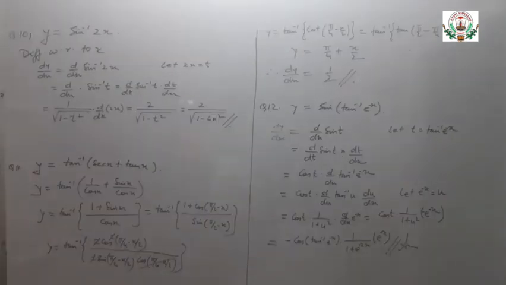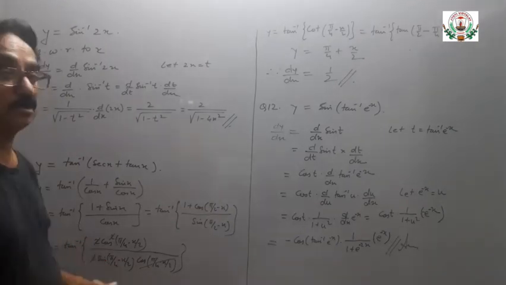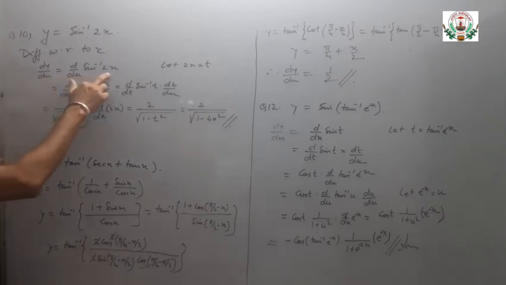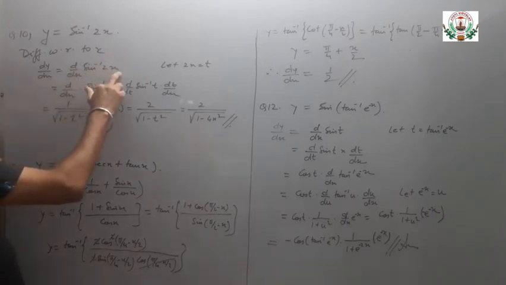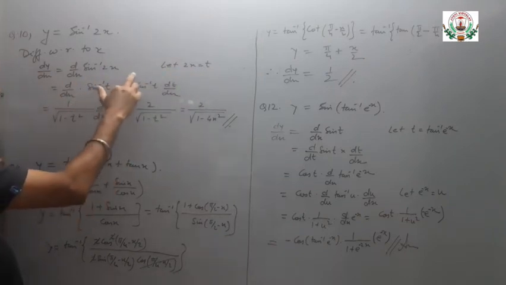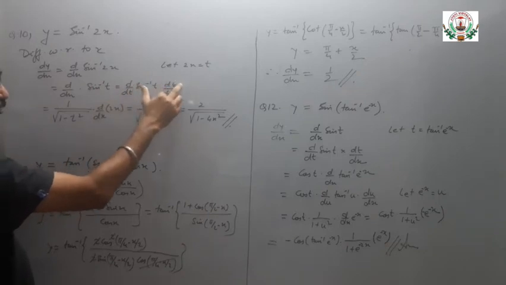Now it comes to the differentiation of the inverse trigonometric functions. Y equal to sin inverse 2x. In the same way we have to differentiate it, but now we have to apply the differentiation formulas of the inverse trigonometric functions. So d by dx of sin inverse 2x, it is a function of a function. So we take 2x as t, d by dx of sin inverse of t will become d by dt of sin inverse of t into dt by dx.